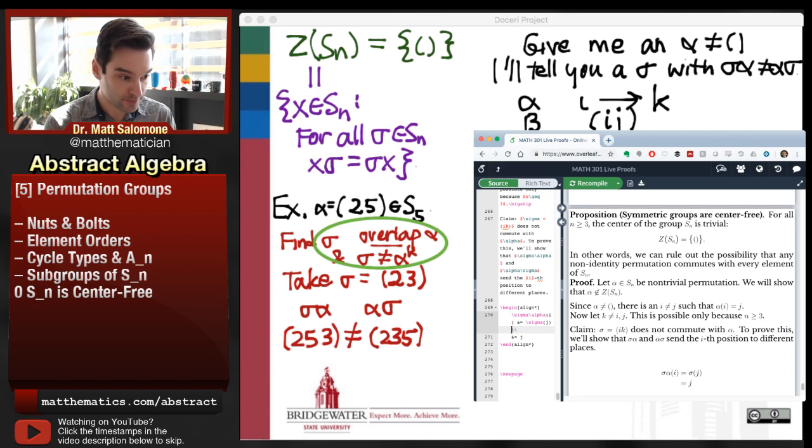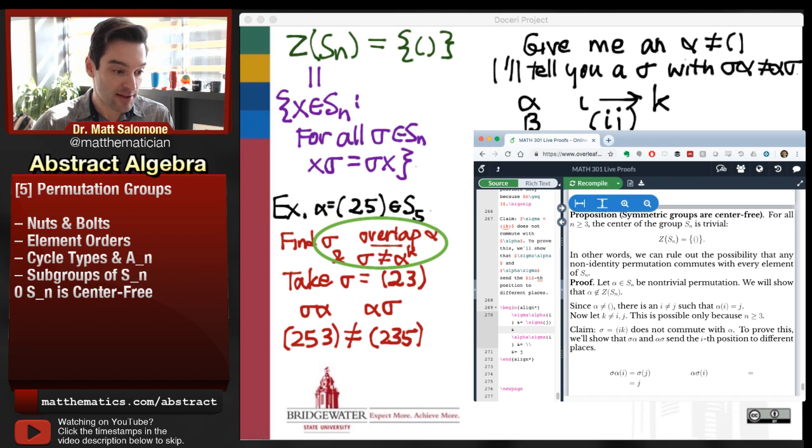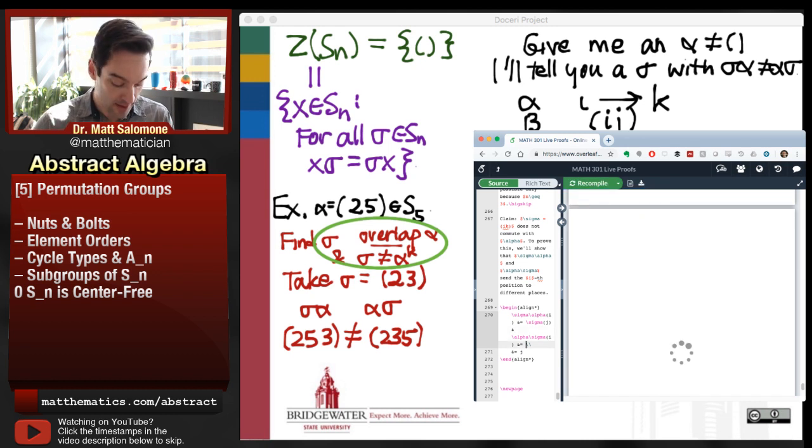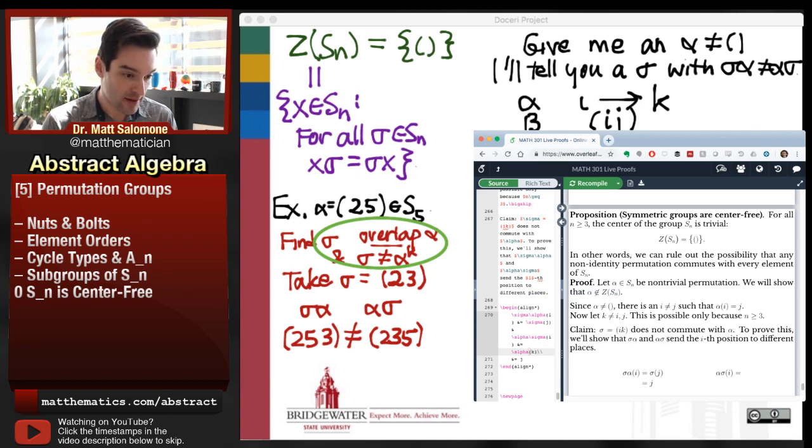On the other hand, alpha sigma applied to i: in the permutation alpha sigma, sigma is going to act first this time. And when sigma acts first, i is getting sent to position k. And so this is going to be alpha of k at the end of the day. But what does alpha do to position k? Well, k is different from i and j. We don't know what actually ends up happening in that position. But let's see, how do we finish this argument?